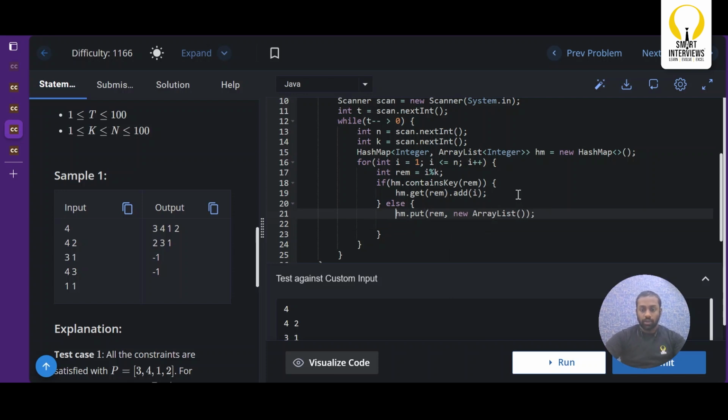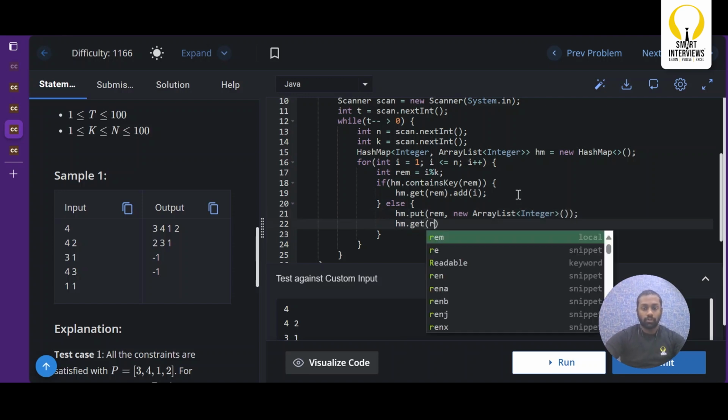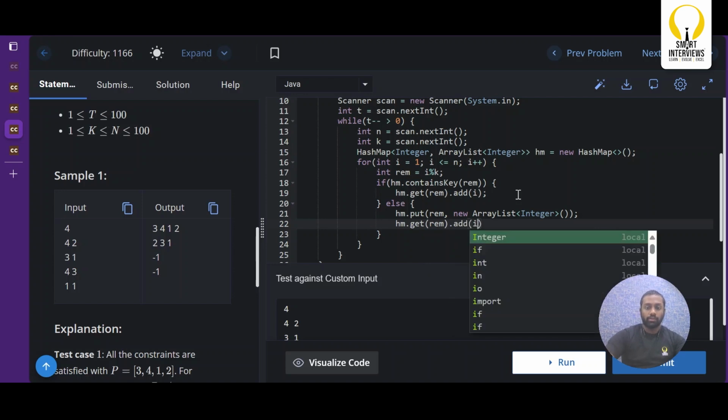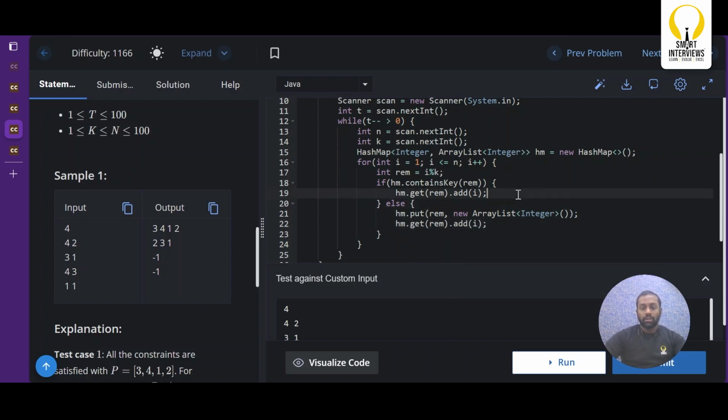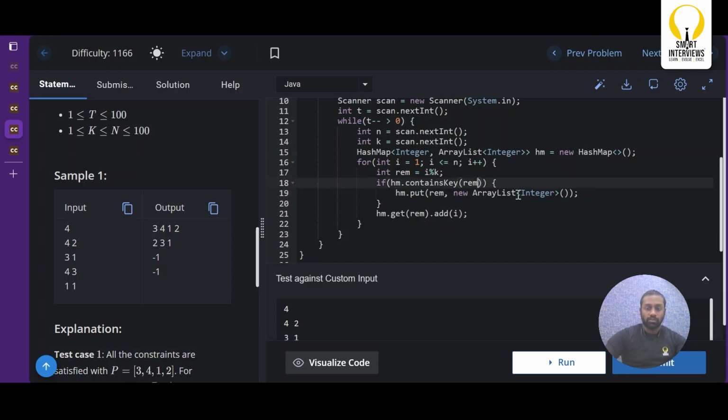And after creating a new array list, this is generic type, we need an integer array list, and we are going to insert hm.get of remainder dot add of I. Now you see that hm.get of remainder add is similar in both. So I can just move it out of the block and I can have it as a single block, for which I check if the hm does not contain the key.